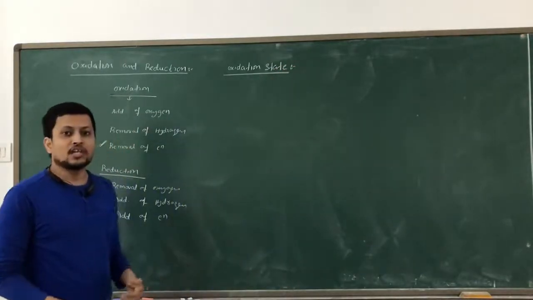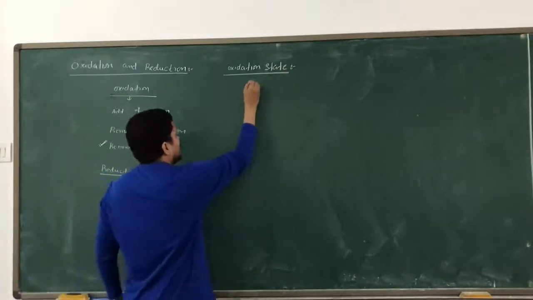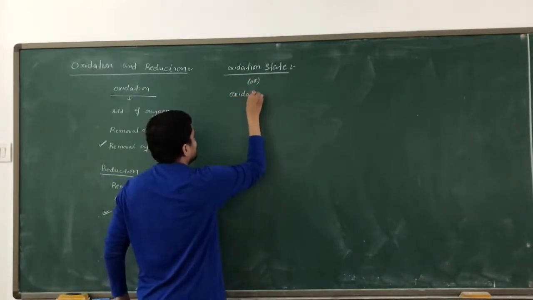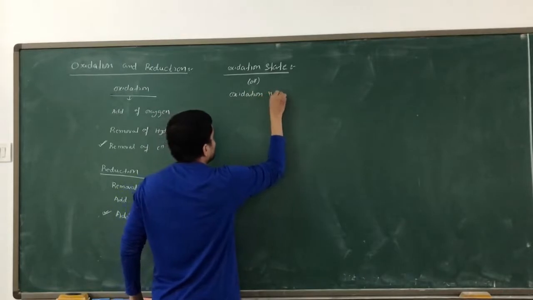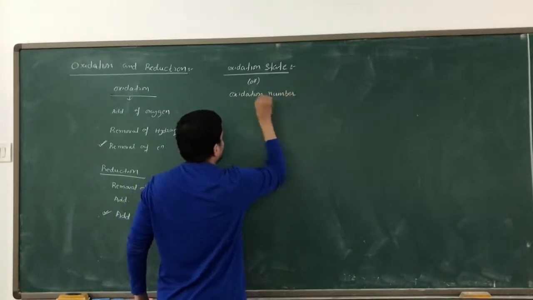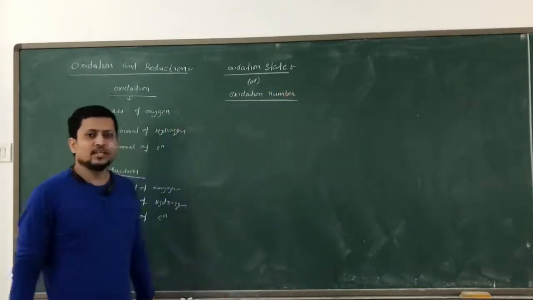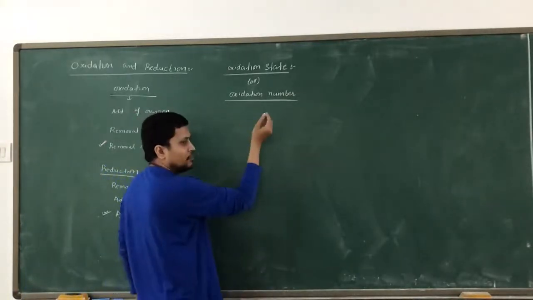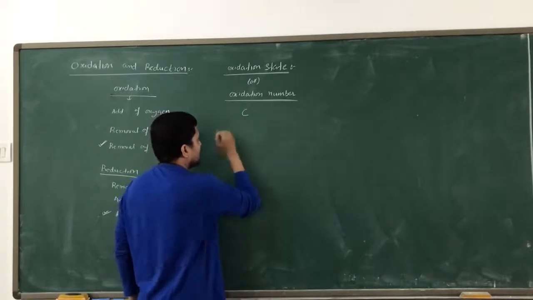Oxidation state. It is also called oxidation number as well. Anything you can say, oxidation number. So I'll explain this by taking some examples. Now suppose I am writing one simple element over here, carbon.